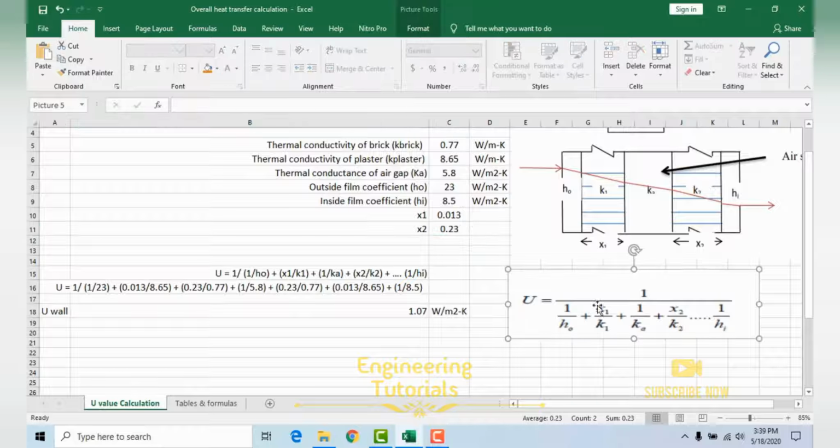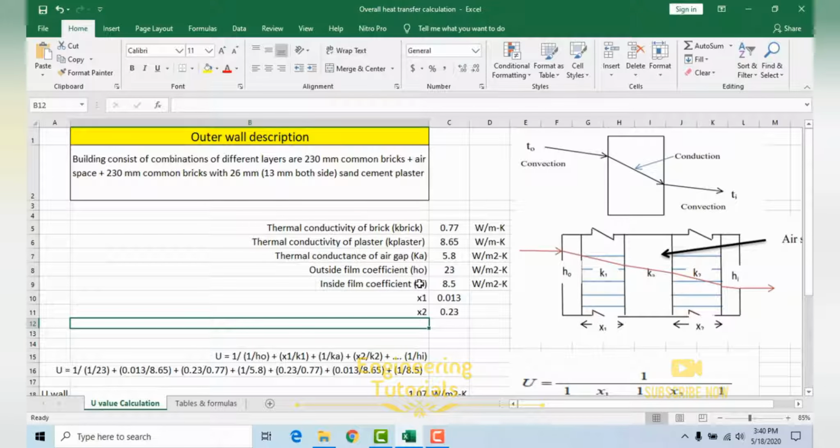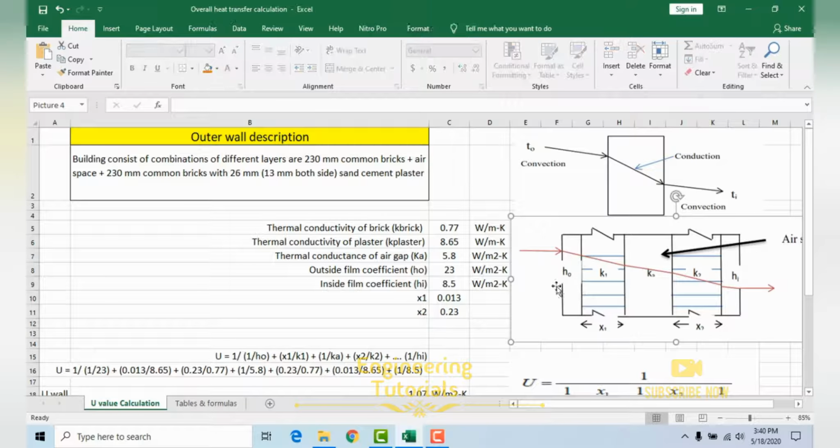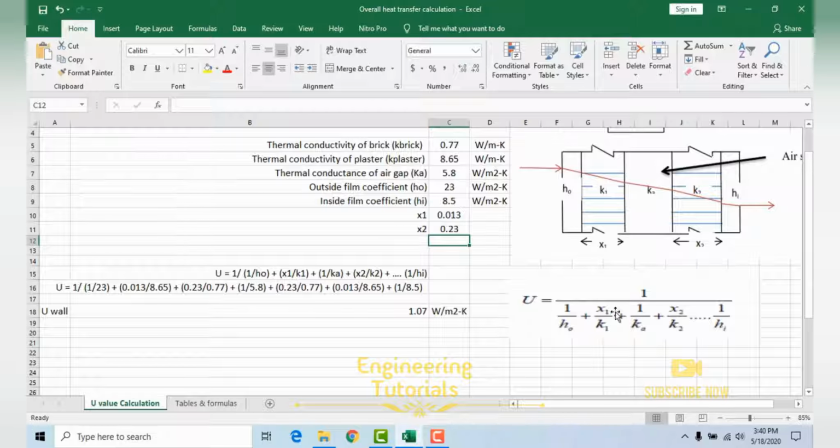So as you see, this is the formula which we are going to use. This is the general formula: U = 1 divided by (1/H0 + x1/K1 + 1/Ka + x2/K2, and so on, up till 1/Hi). You know that H0 and Hi are the outside and inside film coefficients, and x1 and x2 I already explained: these are the thickness of the plaster and brick. So if you have any insulation material or anything added in your wall, you need to add these values to get the overall heat transfer coefficient.